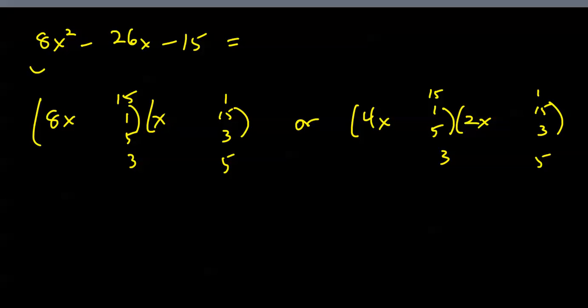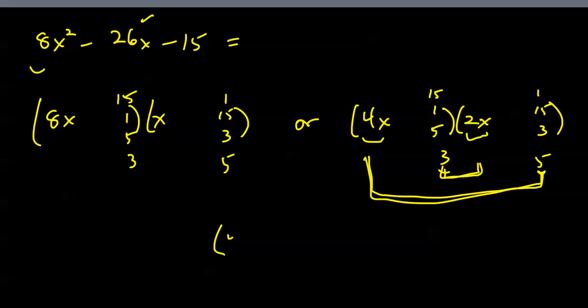I think I see something happening here. I'm going to try the 4x and 2x option in the first slots. Let's see, if I have a 5 and a 3, let me check out. 5 times 4x is 20x. 3 times 2x is 6x. And yeah, I can play around with the signs to get 20x and 6x to add up to a negative 26x. So I think I've got it here.